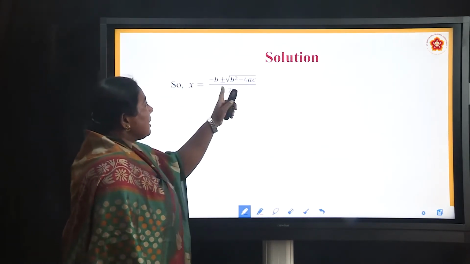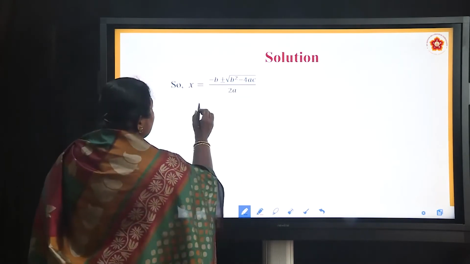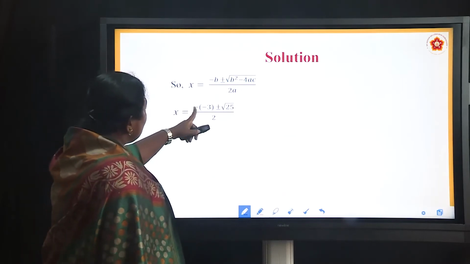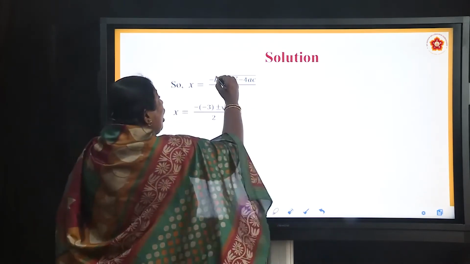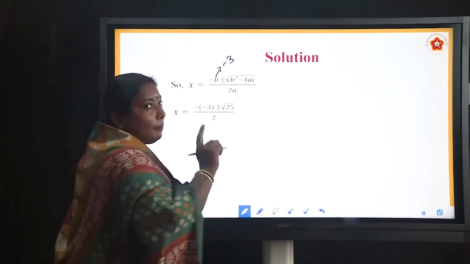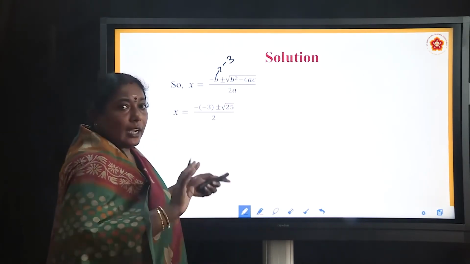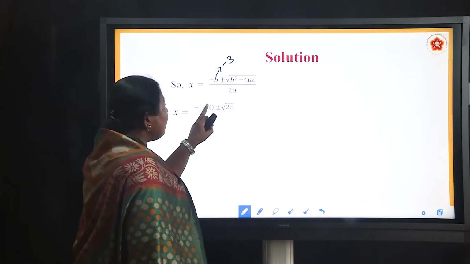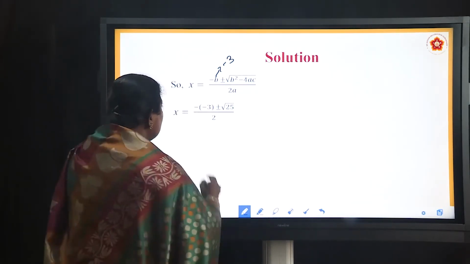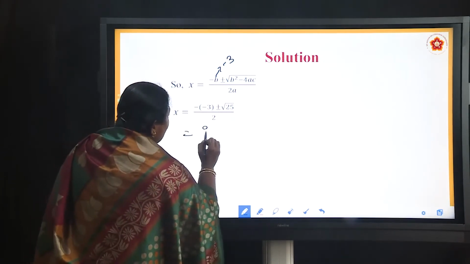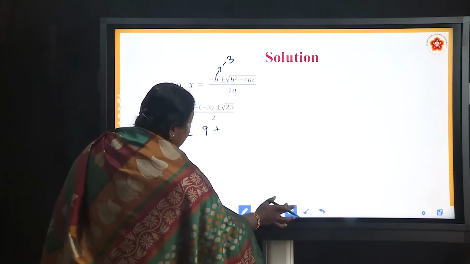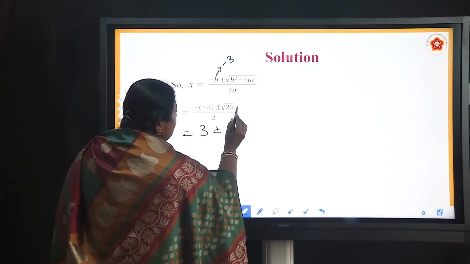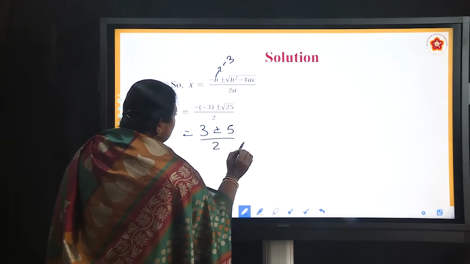Now let us move on with the formula. x is equal to minus b plus or minus root of b square minus 4ac by 2a. So x is equal to minus of minus 3. Here b is minus 3, and minus is there, so may I leave the minus? No. You have to write the b as it is. Minus of minus 3 plus or minus root 25. So this becomes minus into minus plus 3. 3 plus or minus root of 25 is 5, by 2.